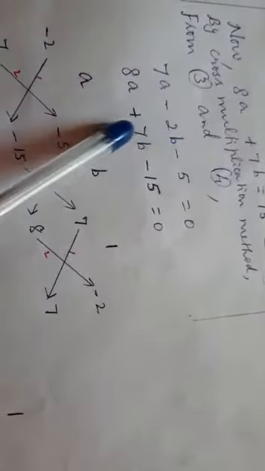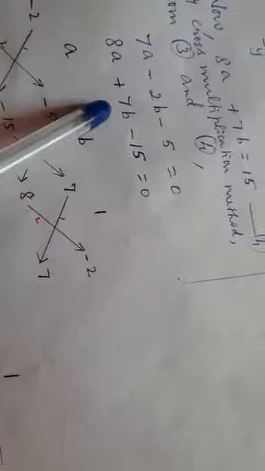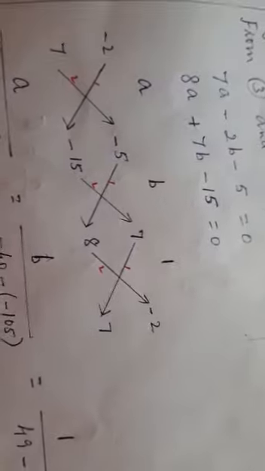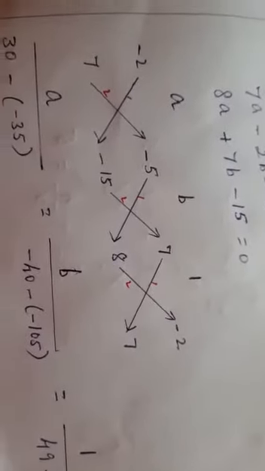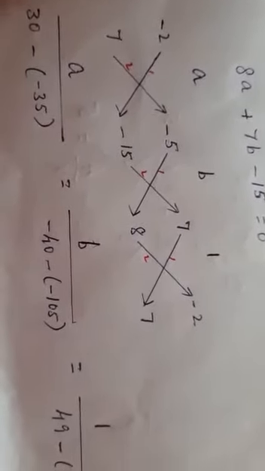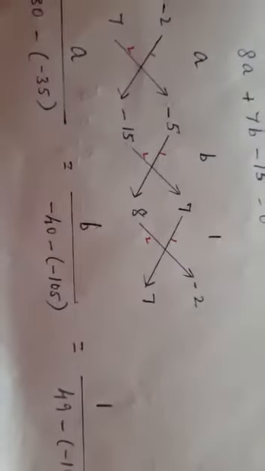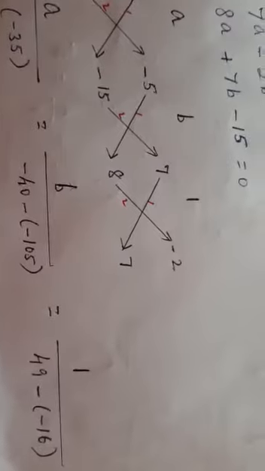First we take the b coefficients, this -2 and 7. Then here -5 and -15. Then we take 7 and 8, -2 and 7. So I have written here a, -2, 7, -5, -15, 7, 8, -2, 7. I have to multiply in this order. a by 30 minus of -35. b by -40 minus of -105. 1 by 49 minus of -16.